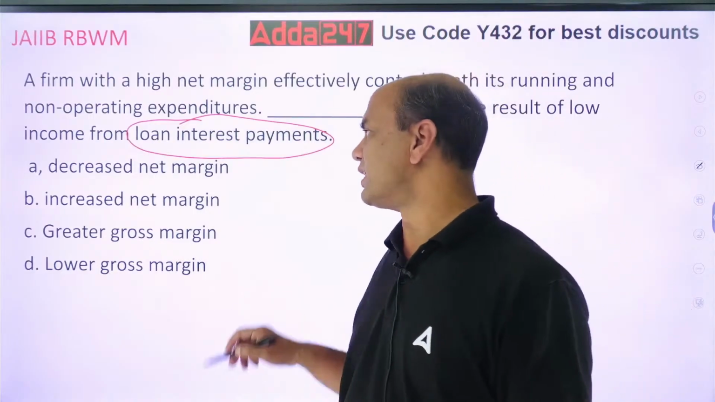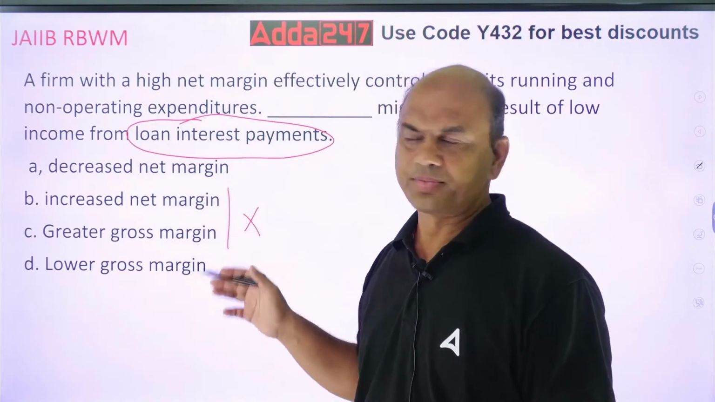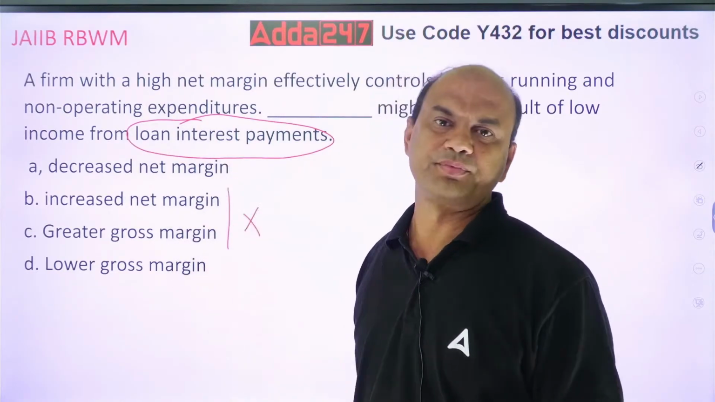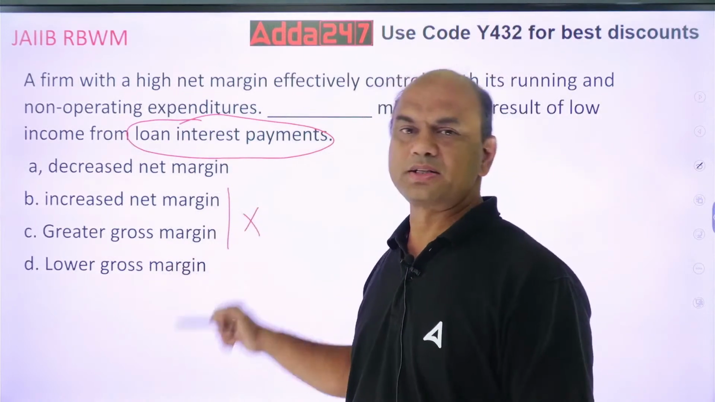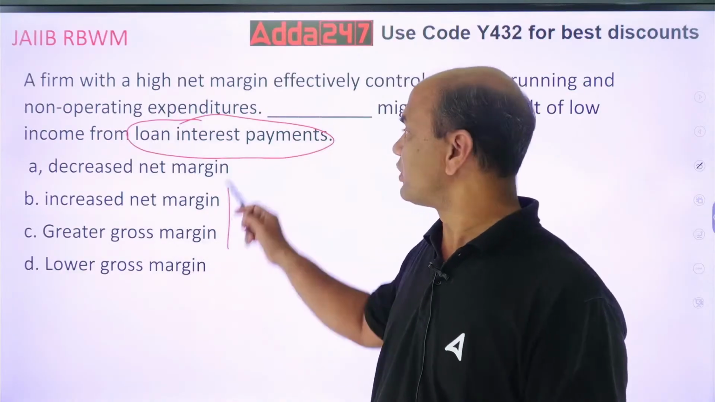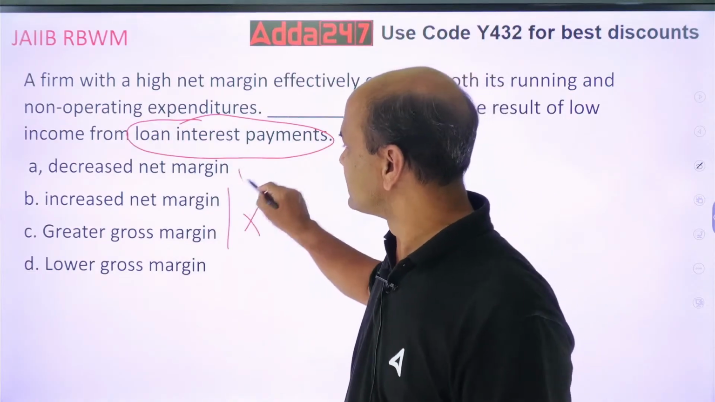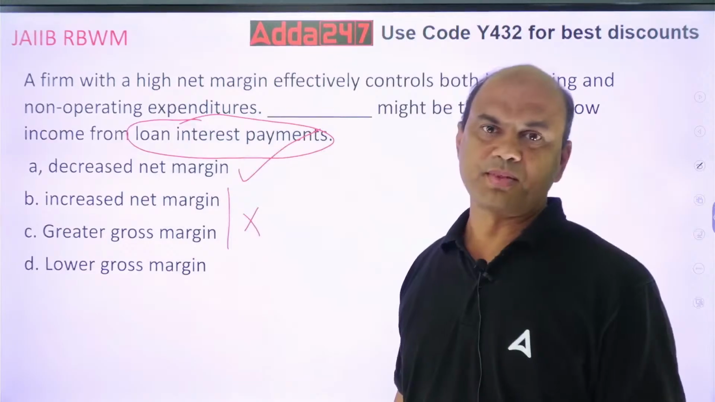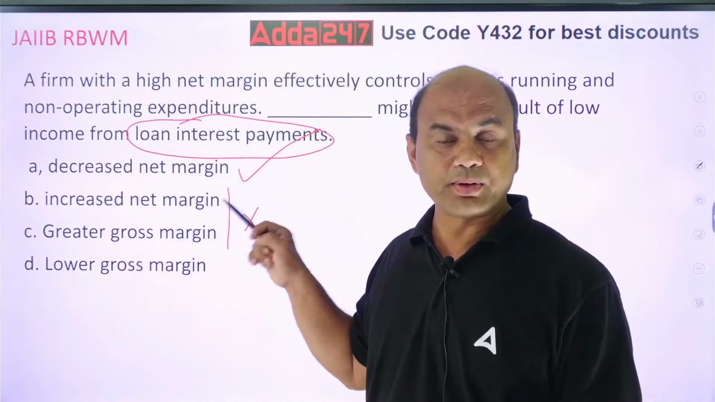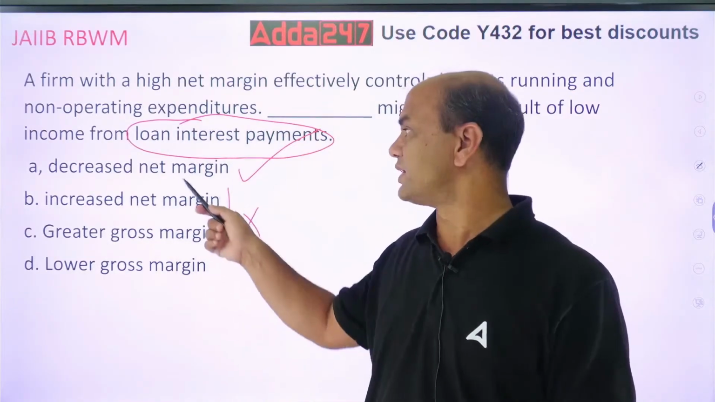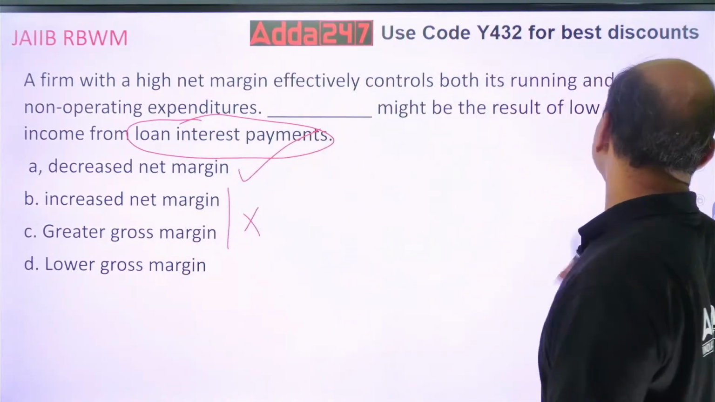So now look at this. The answer is obviously these two are wrong. Increased, greater is out. Answer is obviously A or D. Which one then? Decreased net margin or lower gross margin? Whenever you are talking of loan interest payment, you are talking of actually net. So you are talking of decreased net margin. This will directly affect your P&L. So that's why it will result in decreased net margin. Got it? Clear?